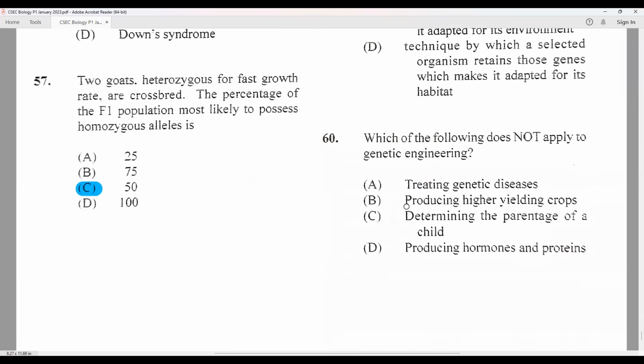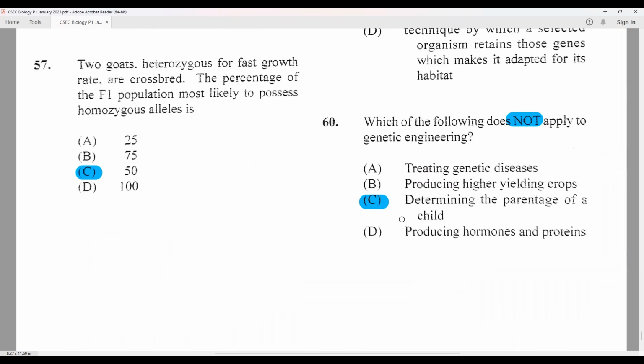And the final question, which of the following does not apply to genetic engineering? Treating genetic diseases, producing higher yielding crops, determining the parentage of a child, producing hormones and proteins, and it will be C, determining the parentage of a child.